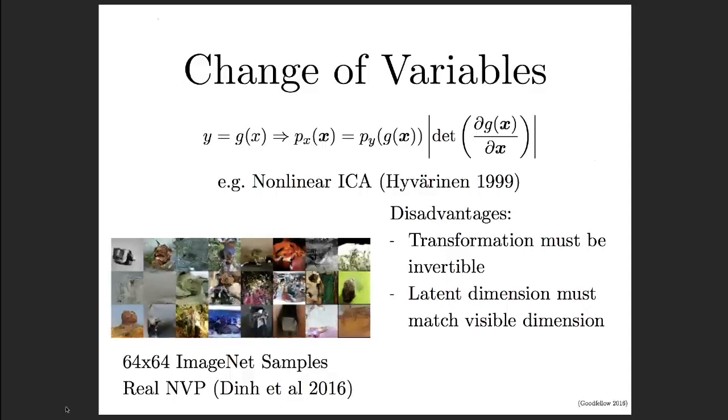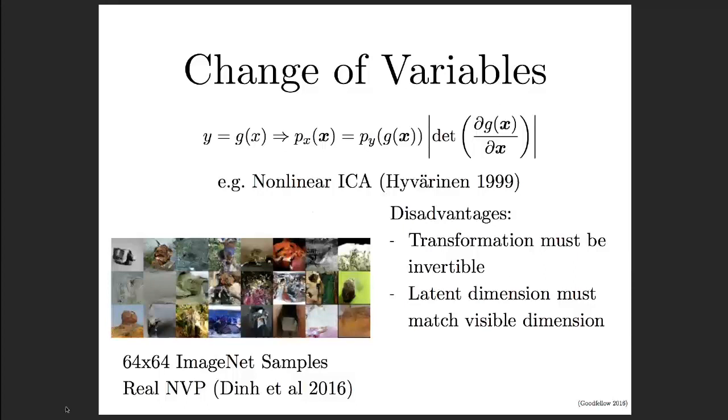The other major family of explicit tractable density models is the family of models based on the change of variables, where we begin with a simple distribution like a Gaussian, and we use a nonlinear function to transform that distribution into another space. So we transform from a latent space to, on this slide, the space of natural images.